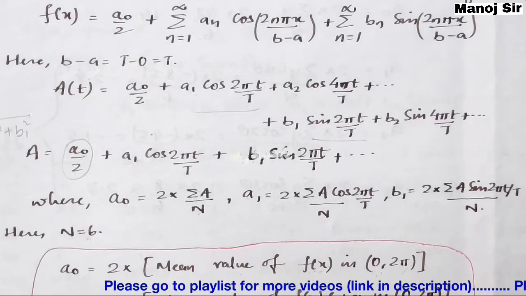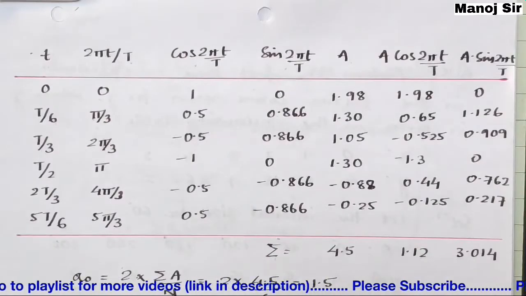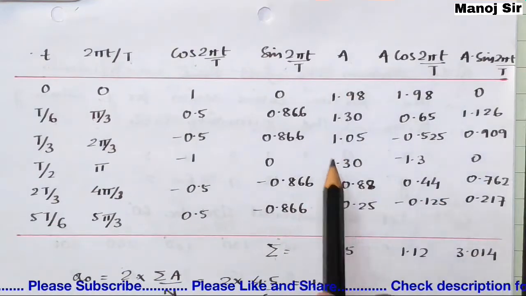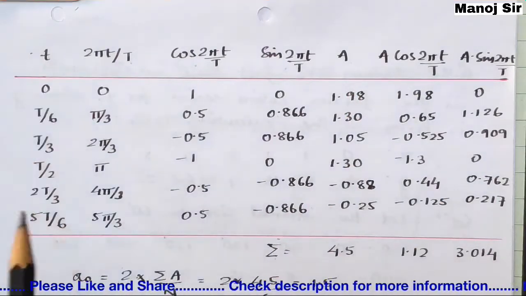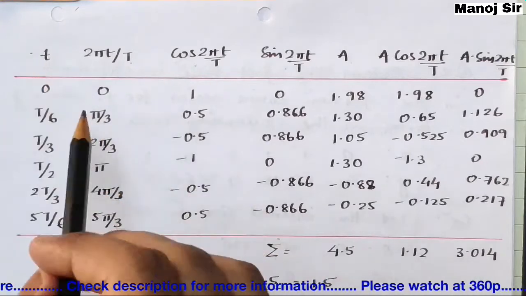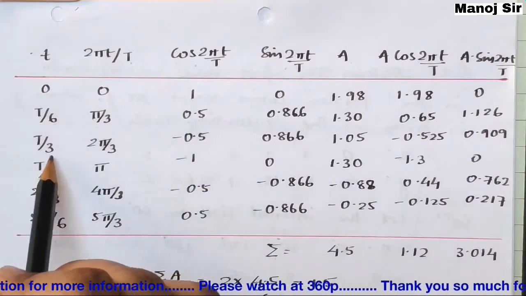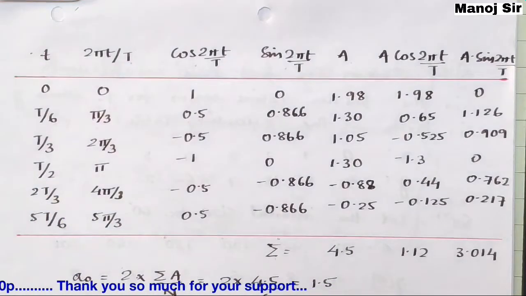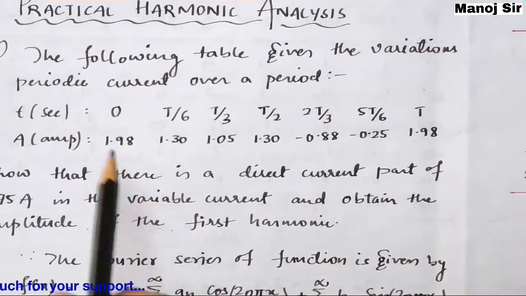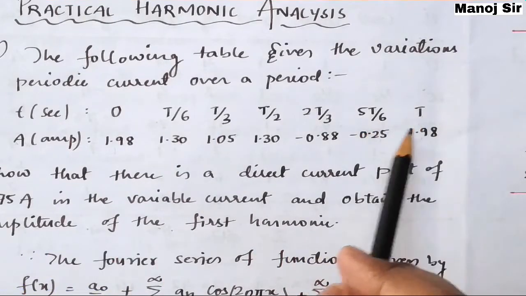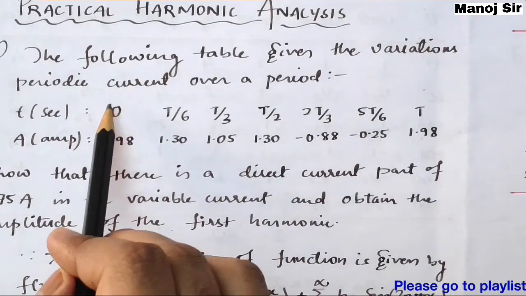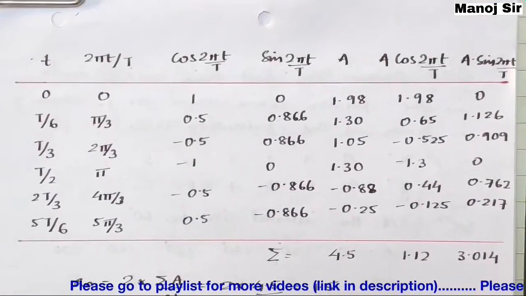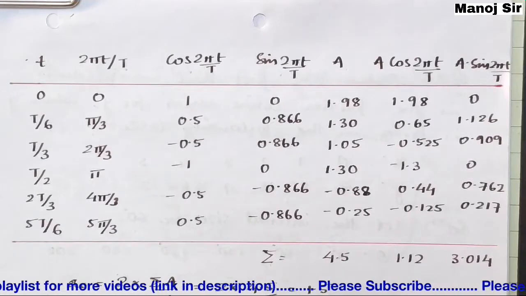Now let us see how to form that table. Here is the table: current in ampere, and t in seconds. In the table you have 0, T by 6, T by 3, T by 2, 2T by 3 and 5T by 6. We are taking up to this, from here to here, because from here onwards these values are going to repeat. I hope this part is clear.